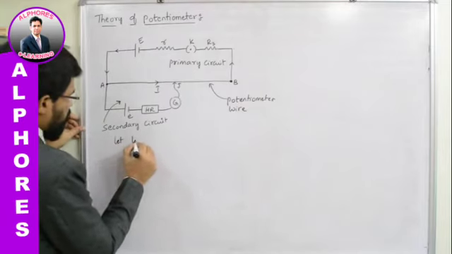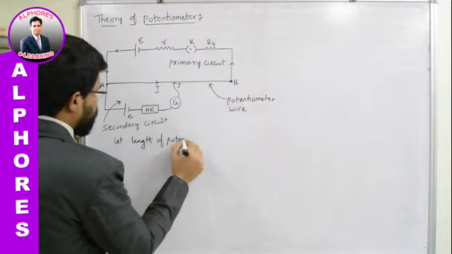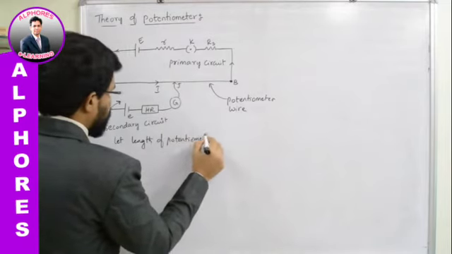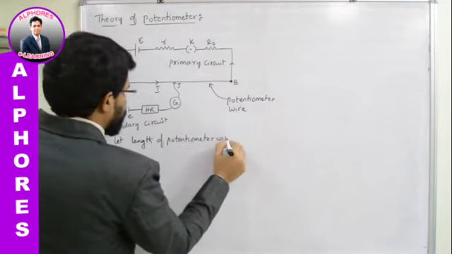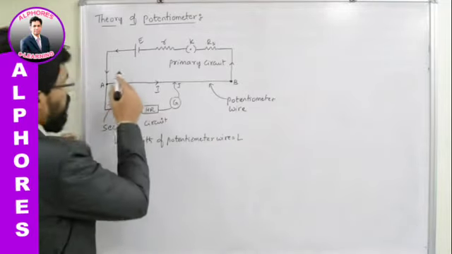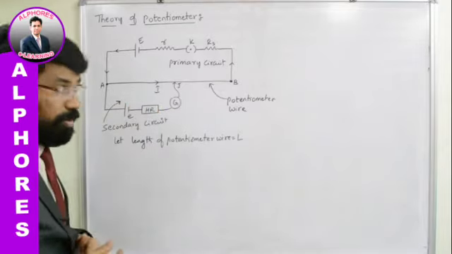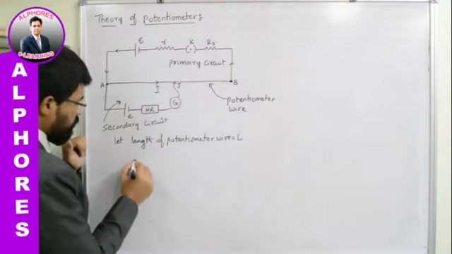Okay, so let me define few things. Let length of potentiometer wire is equal to capital L. What is the length? Capital L. Here I have shown in the picture that I value of current is flowing. If you wanted to find out how much is that current, how it can be expressed.